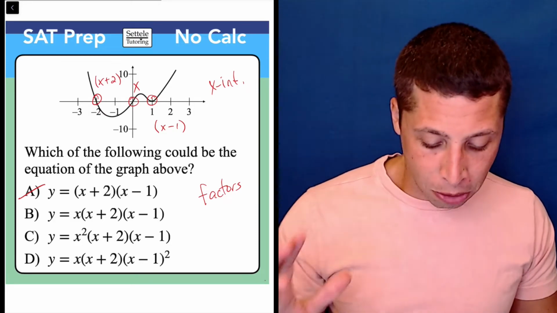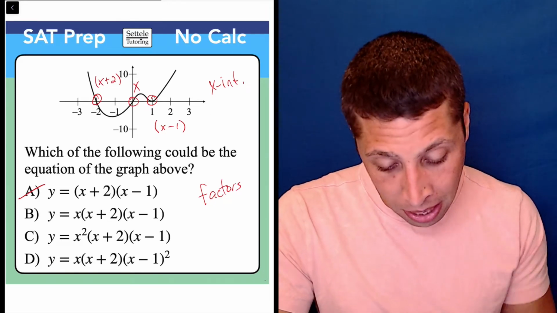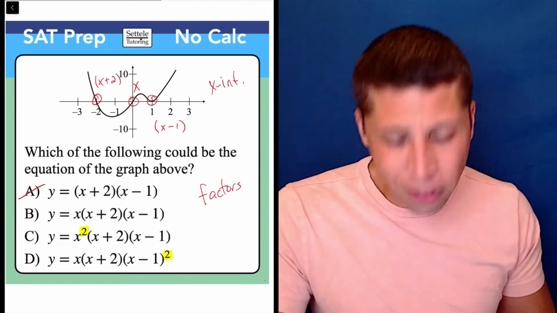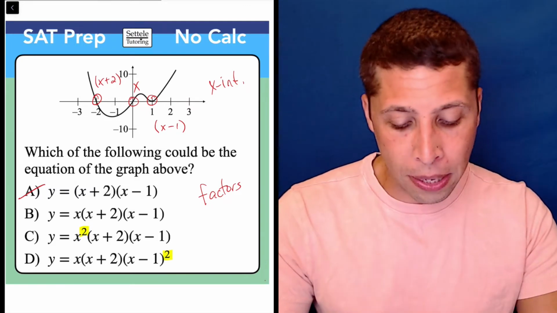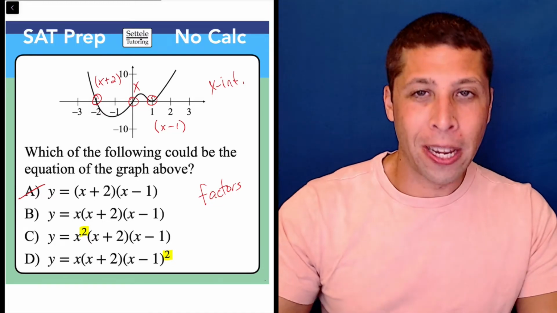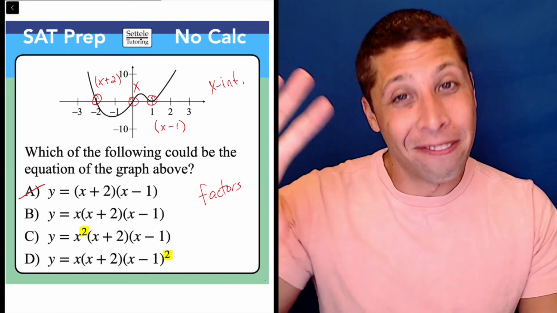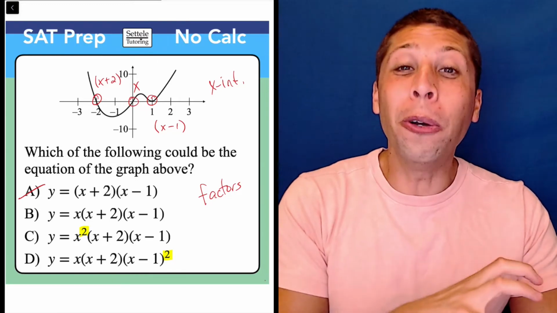Now all the others are basically right. Sometimes they'll flip the signs on us, but we see that there are some differences. Namely, what are these squares doing here? And this is where the other piece of the rule comes up. When we have a regular old factor, it just means that we're going to have a regular old x-intercept, and the graph is going to go through the x-axis.